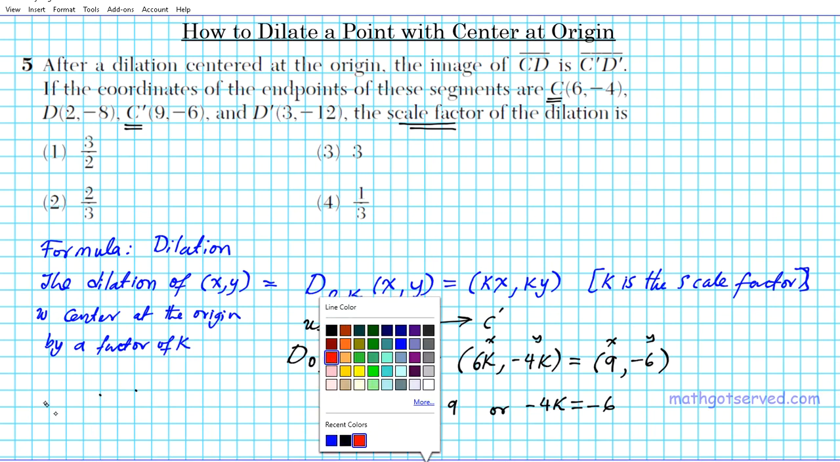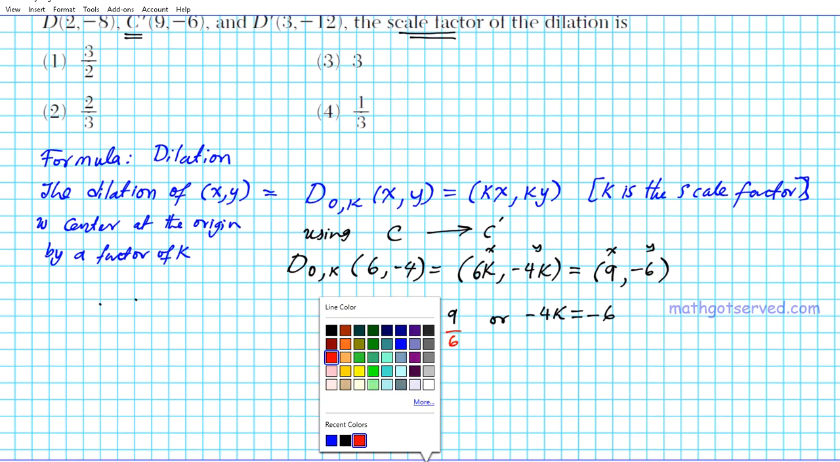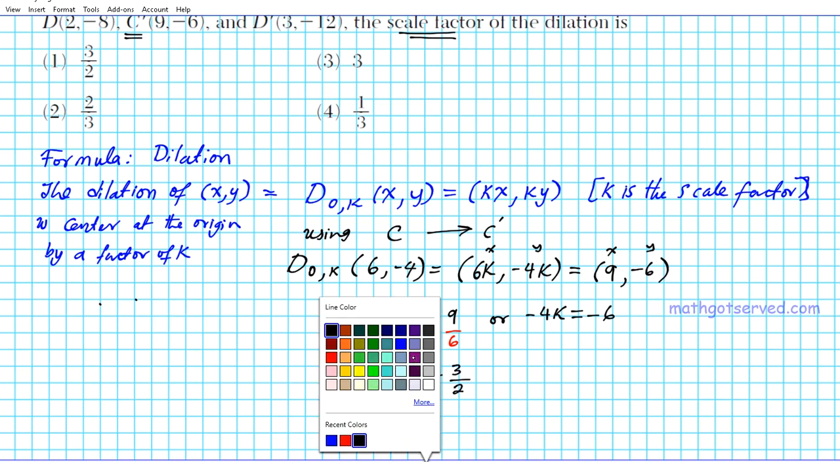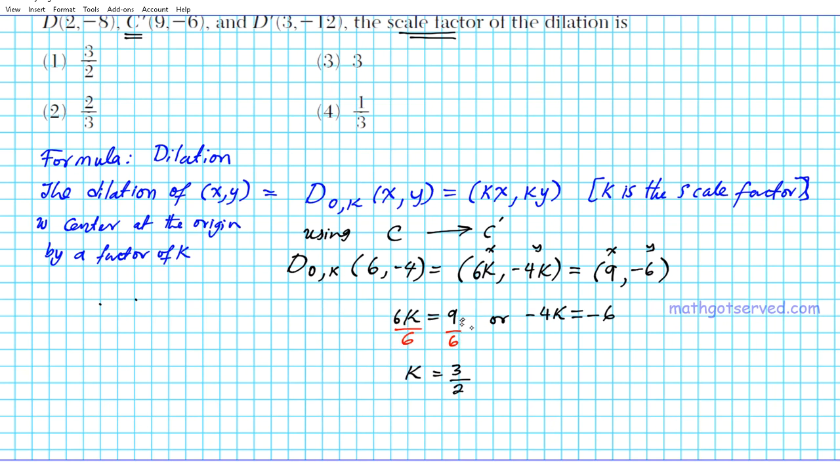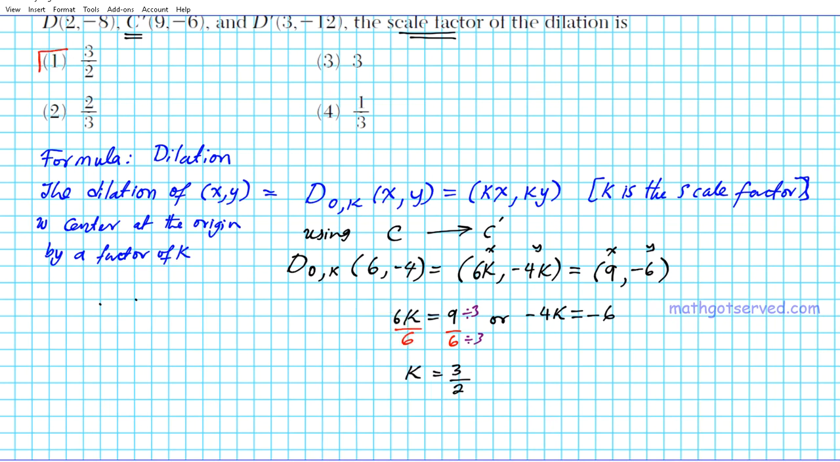Alright, so let's do both of them. For the first one, to get k by itself, divide both sides by 6. That gives us k is equal to 3/2. How did that happen? We divided the top and the bottom by the GCF, the greatest common factor. Here it is 3, so divide by 3, divide by 3, and then you get 3/2, and that's your answer. Answer to question number five is 3 over 2. That's the scale factor.